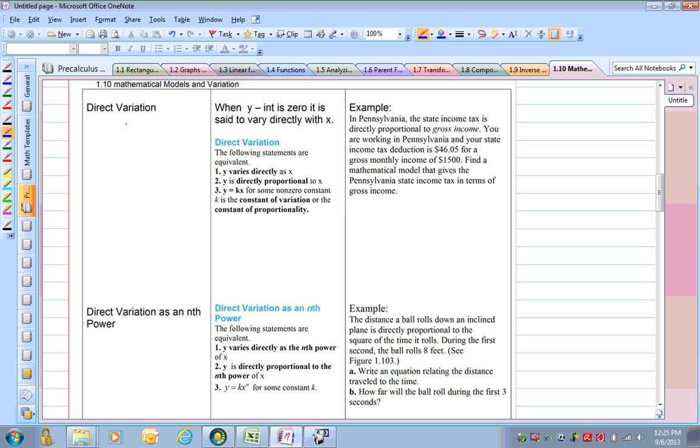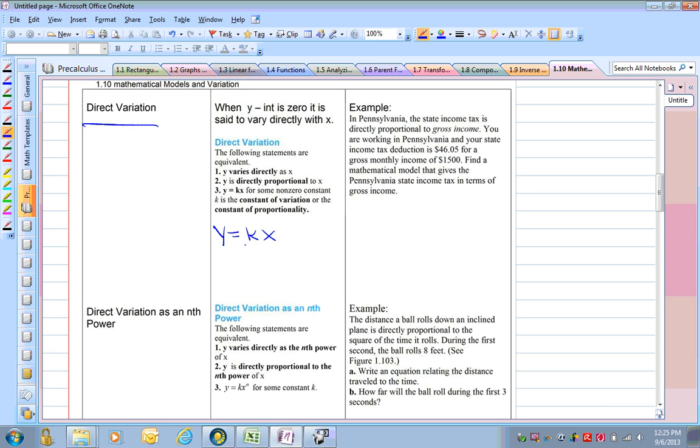Let's first talk about direct variation. Direct variation is when the y-intercept is 0 and y is said to vary directly with x. So notice that direct variation, y varies directly as x, and y is directly proportional to x mean the same thing. And your little formula that you're going to focus on is this: y equals kx. And k is like a constant. In a linear equation, that would be like your slope, because your slope is a constant.